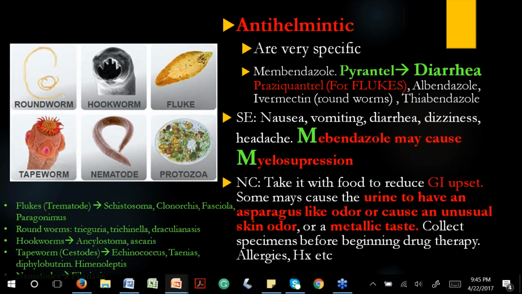And praziquantel. There is a lot of pathology to talk about, and it doesn't make sense to talk about that at this moment. I'm going to go directly to the point. You can remember that by just thinking about "my parasite." So antihelmintic is antiparasites, actually anti-worms, right?